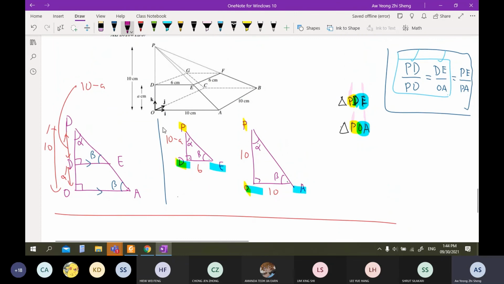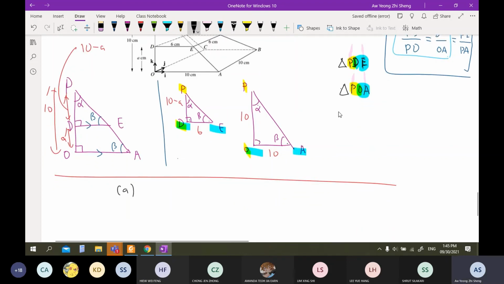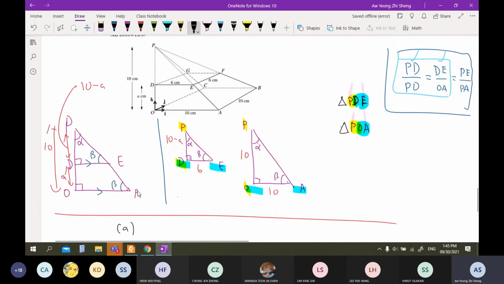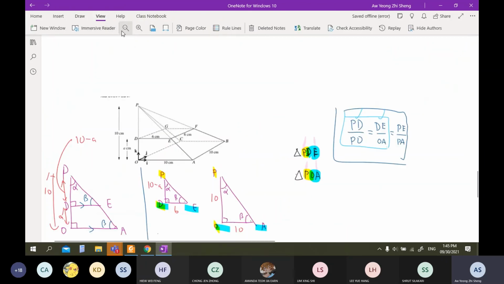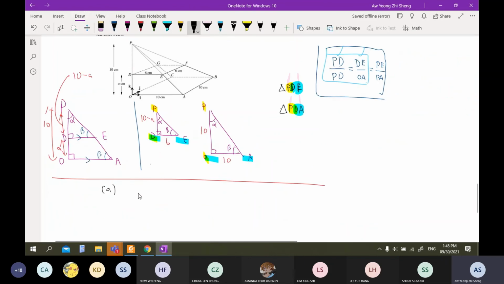These are all just draft. What's important here is your proper working that will be given marks, the part that I write in black down here. All the diagrams and all I write at the top right corner are just drafts, which is not compulsory. What's important here is that you notice that triangle PDE and triangle POA are similar.